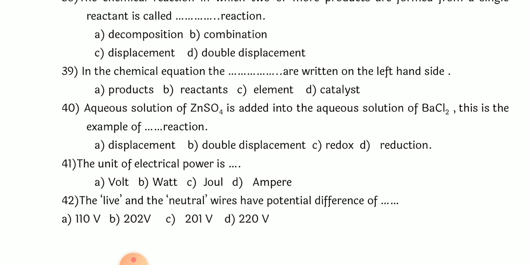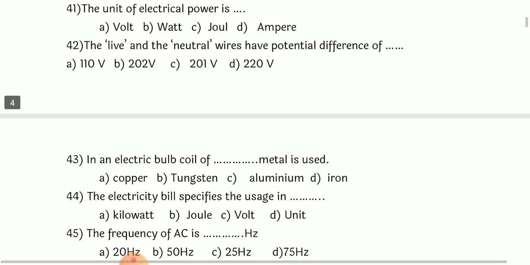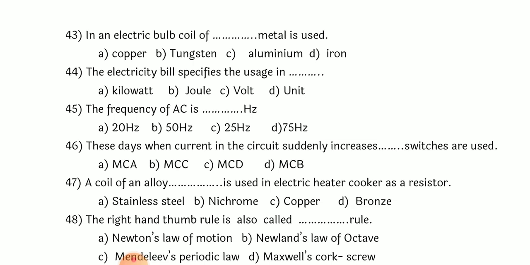Okay, you know this. The unit of electrical power is, what is the unit of electrical power? That is watt. The live and the neutral wires have a potential difference of 220 volt. That is option D. In an electric bulb, a coil of dash metal is used. That is tungsten. Option B. Tungsten metal is used. You know that. So why is tungsten used? Because it has a high melting point. It does not burn easily. Correct. The electricity bill specifies the usage in units. That is option D.